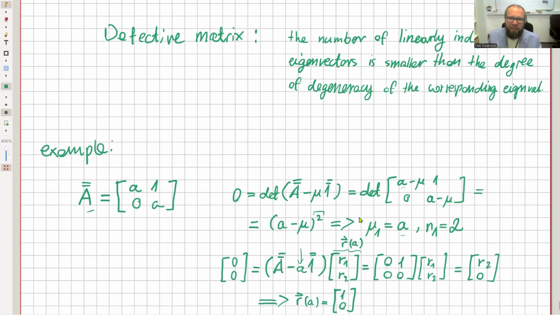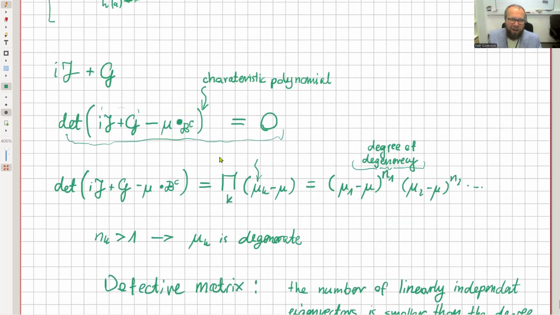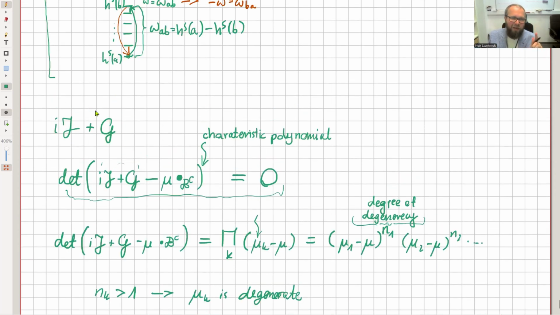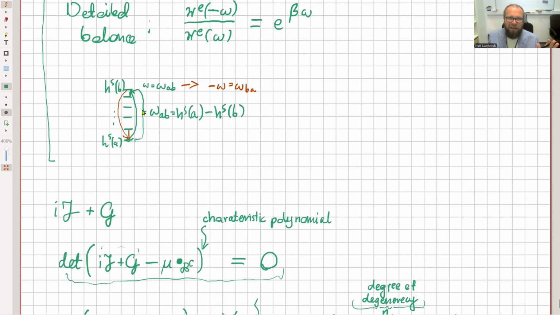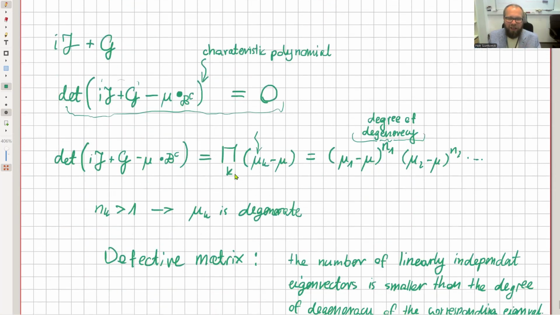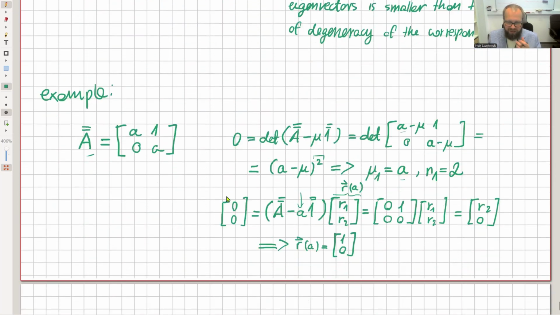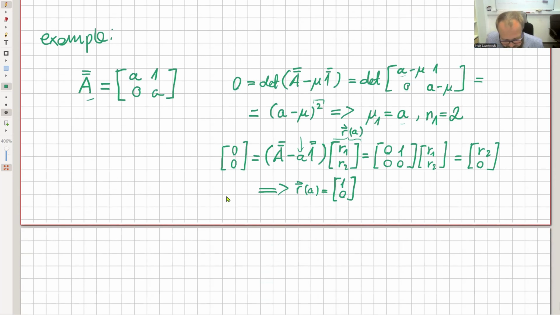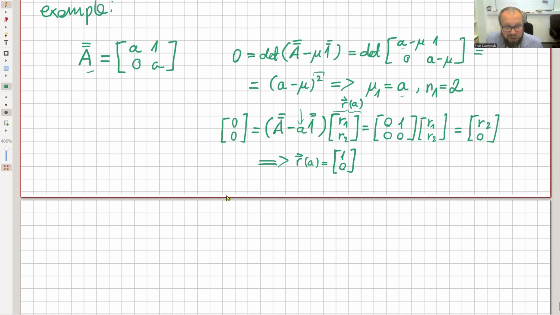Okay, so this is the issue that we can run into with J plus G. We wouldn't run into this issue if we just looked at J alone or G alone, but the sum, as I explained, is not Hermitian or anti-Hermitian, so it can be defective. So what do we do with defective matrices, if we want to do our eigensystem analysis to uncover how the dynamics actually works?